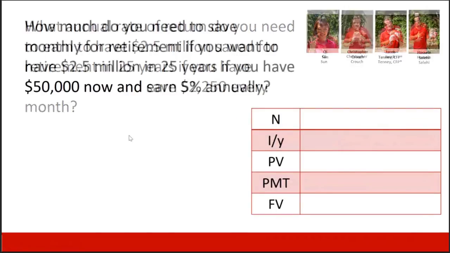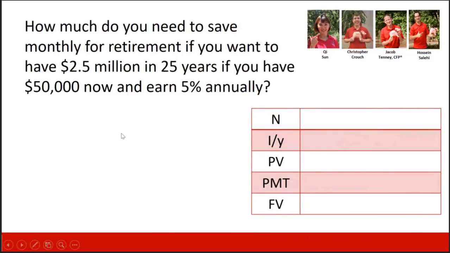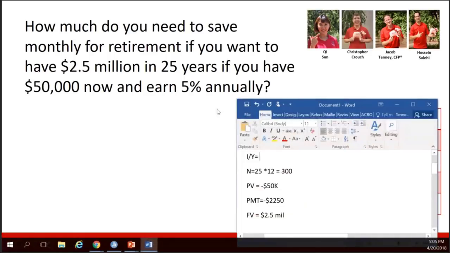Next question is really similar. This one is asking to calculate your monthly saving, okay? So for this question, we are looking for PMT, right? Let me just quickly change these. So what is N? N is 25 years, so 25 times 12, 300.